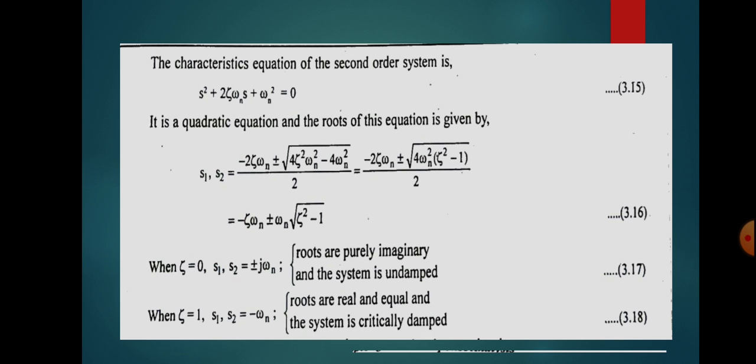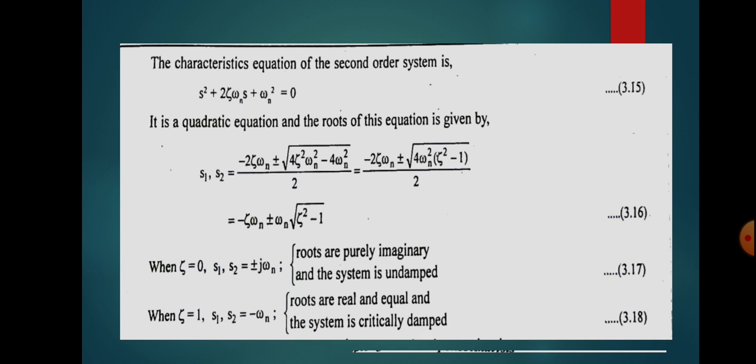When delta equals 1, you can substitute the value of delta in equation 3.16. So you will get minus omega n plus or minus 0. When delta equals 1, the roots s1, s2 will be equal to minus omega n. What is the nature of the roots? Roots are real, and those roots are equal also. That means s1 and s2 values will be equal to minus omega n. So roots are real and equal and the system is critically damped.